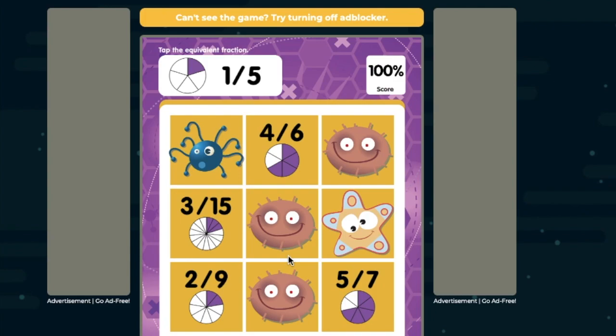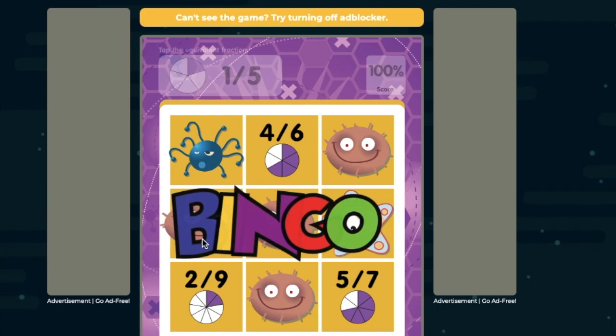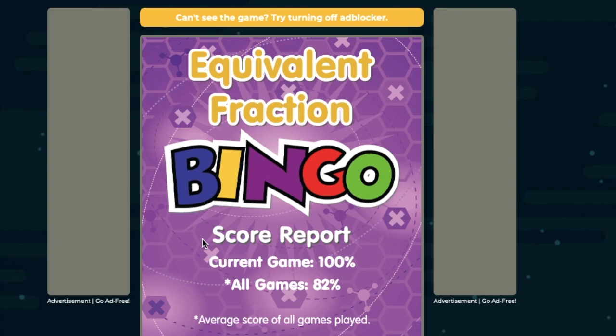All right, so 1/5. It's almost 1/4. You could see if we drew a line right over here, too big. Too big here. That's close. This one's close. This one's close. I'm going to use this 3/15, see what we have here. If we split these into 3 times smaller, that'd be 1 times 3 is 3. 5 times 3 would be 15. Yep, these pieces here are 3 times smaller, so that must be our answer and our bingo. Score report. Awesome.